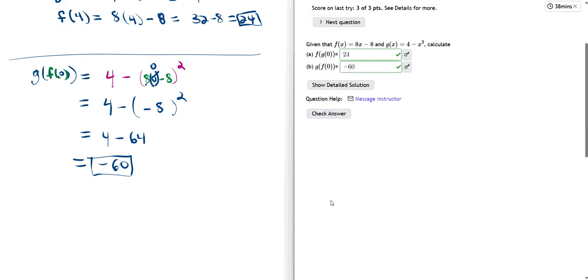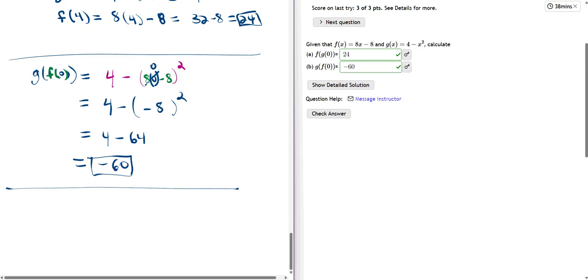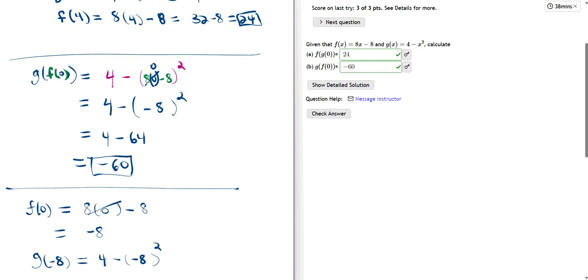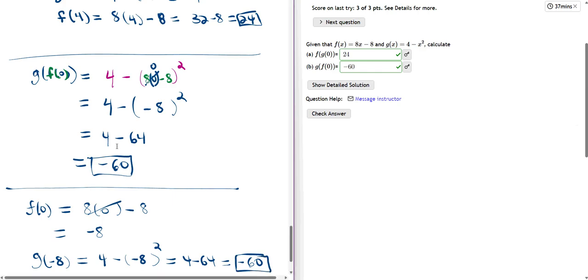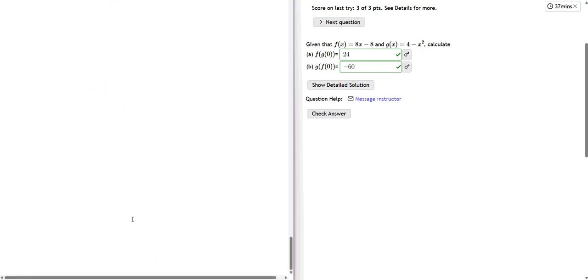Okay, now if you don't like thinking of it that way, again, let's start with f of 0. So the f function, 8 times x minus 8, then plug in a 0 so that we get negative 8 for that part. Then g of negative 8 would be the function 4 minus x squared, plugging in negative 8, which gives 4 minus 64, which is negative 60. Okay, so either way you want to think about it would work there.